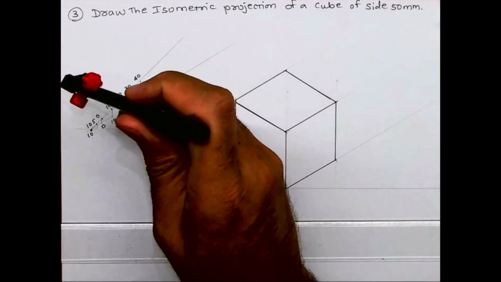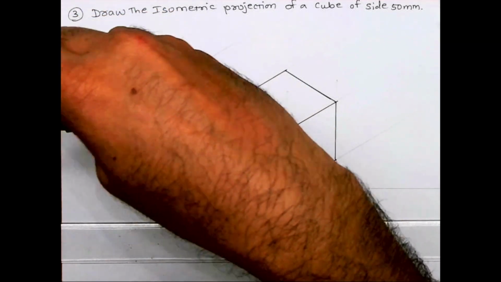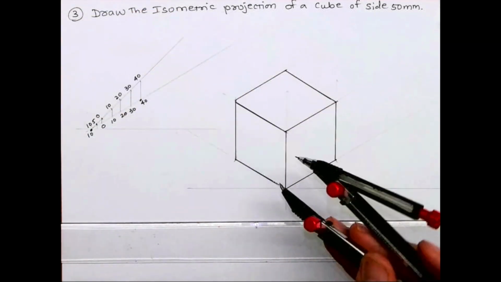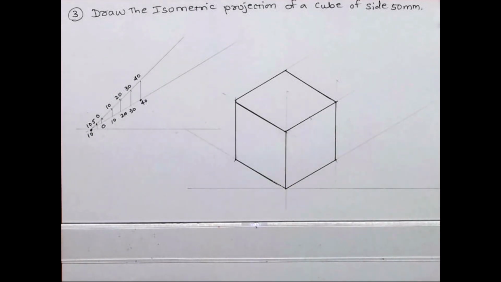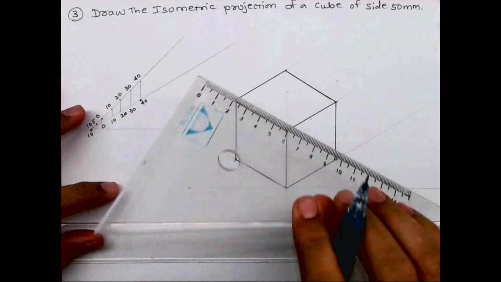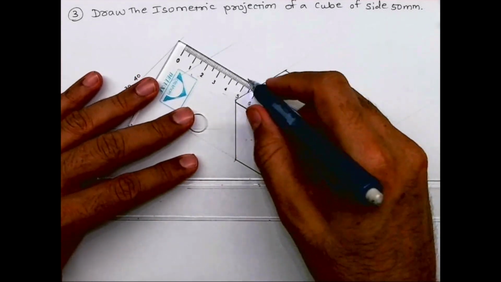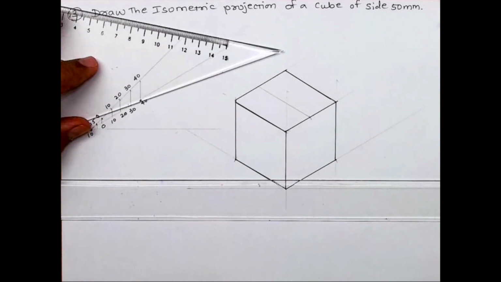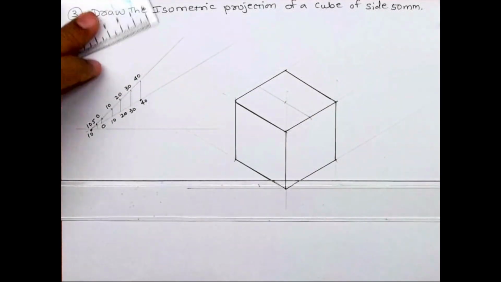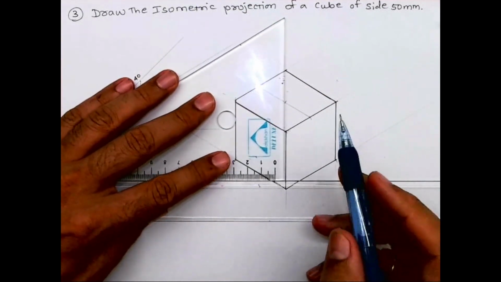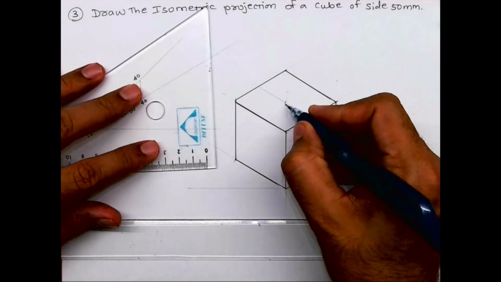So whatever you get on that 30 degree line, 25, you take 25 and you cut here. And again you cut 25. So it will come at the center only. From that point you draw the axis. How much will it go down? It will go down 50.